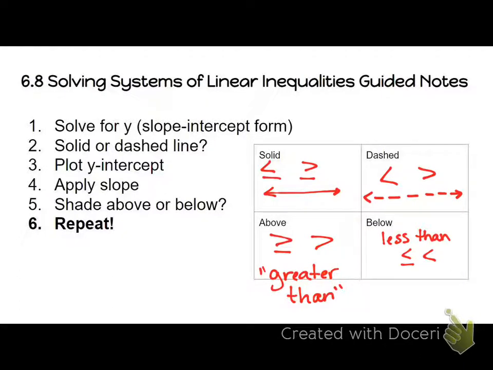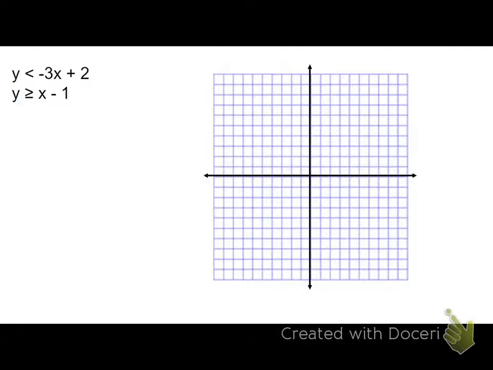We're going to do 6 example problems together, okay? So let's take a look at the first example problem. You have y is less than negative 3x plus 2, and y is greater than or equal to x minus 1. So if I'm looking at step 1, it says solve for y. Are these already written in slope-intercept form? Yeah, so I don't have to solve for y. They're already written in slope-intercept form.